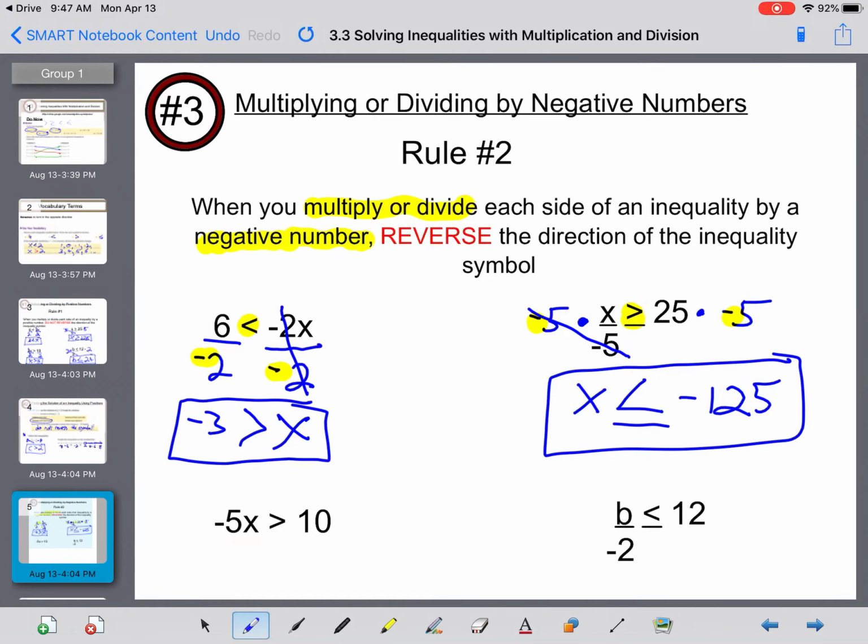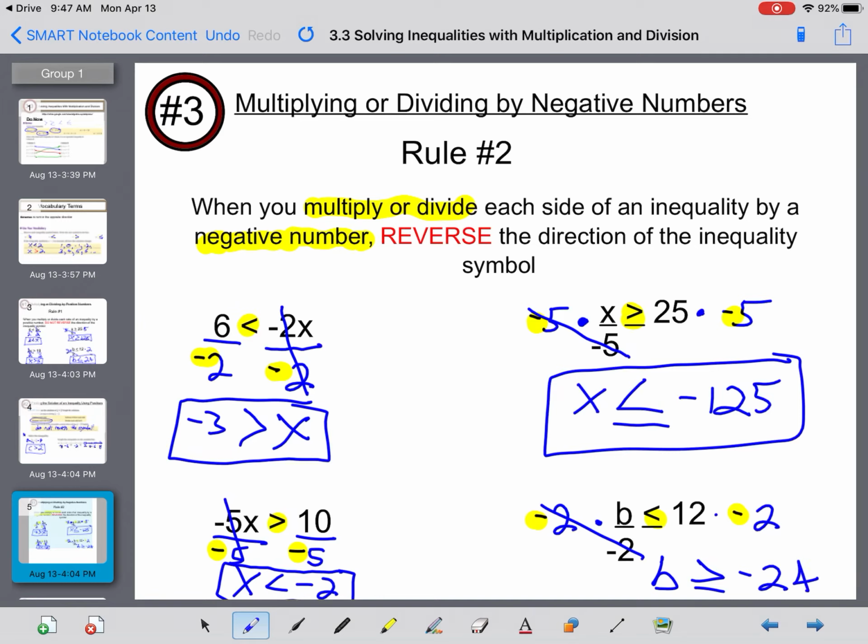The third example says -5x is greater than 10. Well, we're going to divide by -5. And again, we're dividing by a negative, so go ahead and flip that symbol over. X is less than -2. And in the last example, b over -2, we are going to multiply by -2 on both sides. Multiplying by that negative number means flip the inequality over. So b is now greater than or equal to 12 times -2, which is -24.